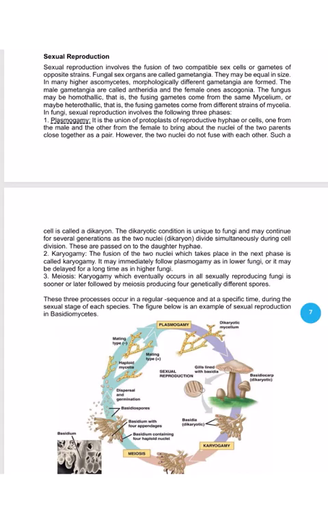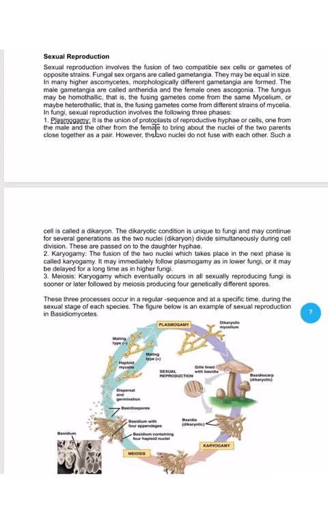So these gametes may come from the same mycelium, and in this case we call it homothallic. Homothallic means it is coming from the same thallus. Or they are coming from different mycelia, and this we call heterothallic. If it is heterothallic, then they could be from different strains, and then they combine or fuse together in a process we call sexual reproduction. The process itself goes through three phases.